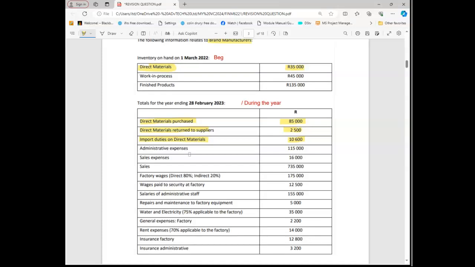Yes, it can be transport, it can be insurance. They must be specific on direct material or on purchases. It can be freight. How do you pronounce it? Things like that. So if you find them, you add them.